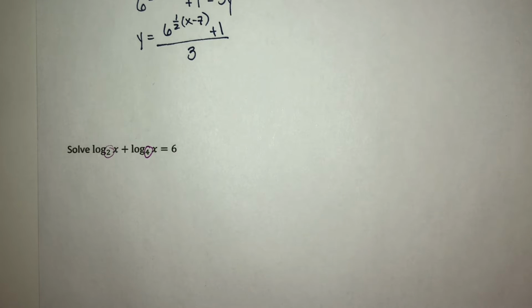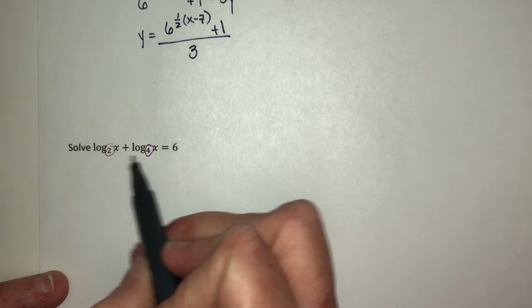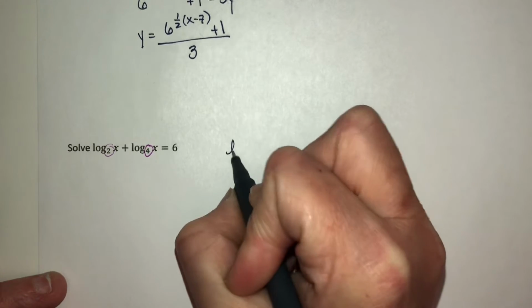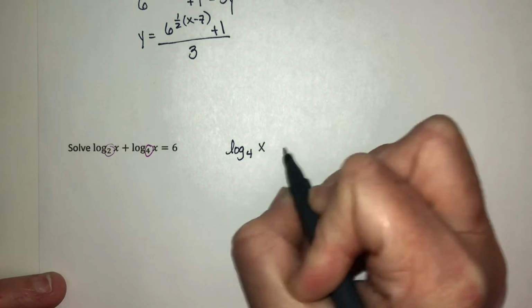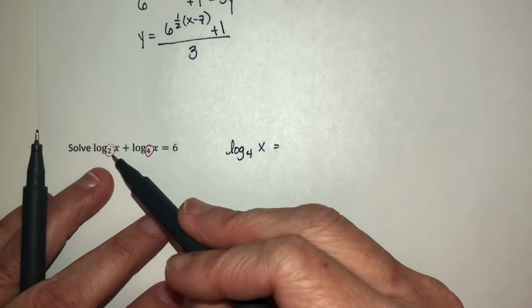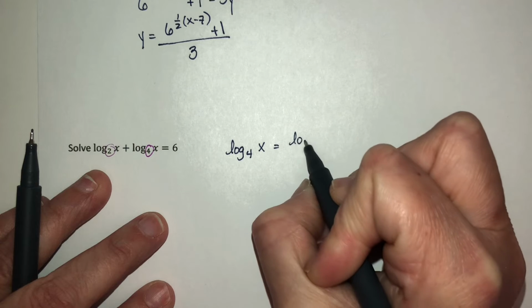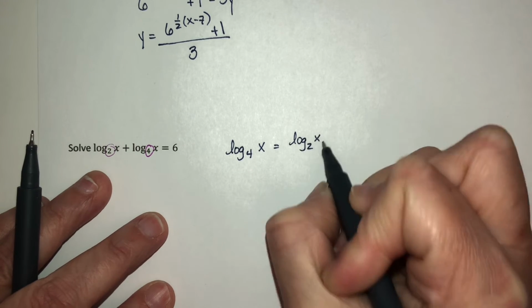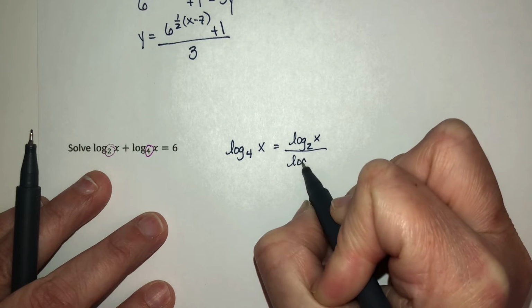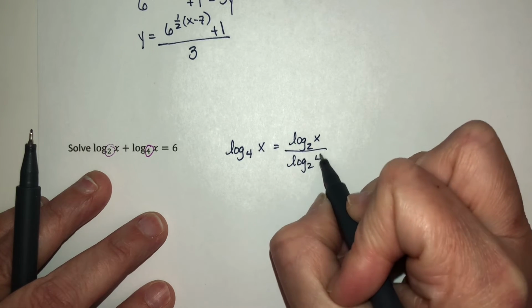You can change both of these to common log or natural log, or both to base 2 or both to base 4. It doesn't really matter, just so long as you end up with the same base. I can change them both to log base 493 if I wanted to, and I could get the correct answer. Okay? Now, I'm going to choose to change log base 4 of x. Using our change of base formula, and let's say I want to change it to log base 2, you can do log base 2 of the argument divided by log base 2 of this base.